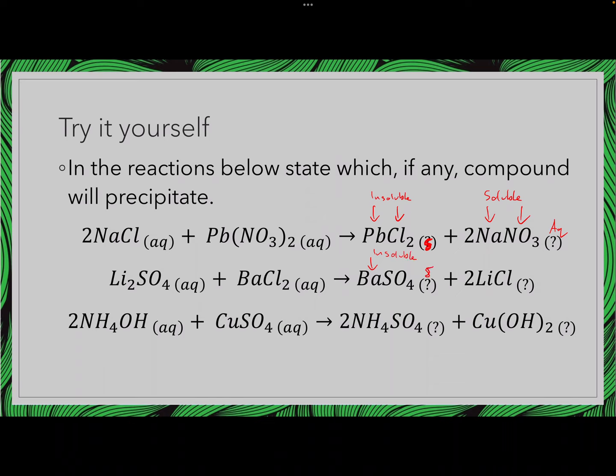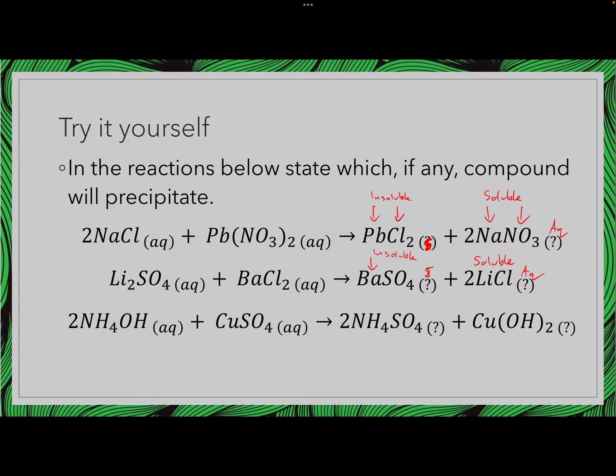Let's have a look at lithium chloride. Lithium is a group 1 metal, so it is going to be soluble because there's no exceptions to that rule. And chlorine is a group 17 halogen, also soluble, except for a couple of exceptions, but lithium is not one of those exceptions. So this one's going to be soluble. So that one's going to be aqueous.